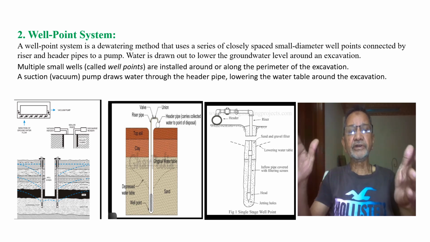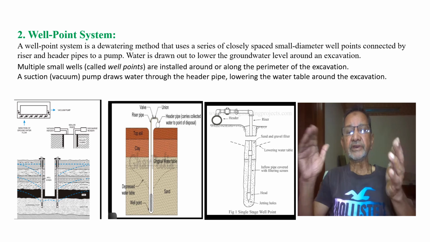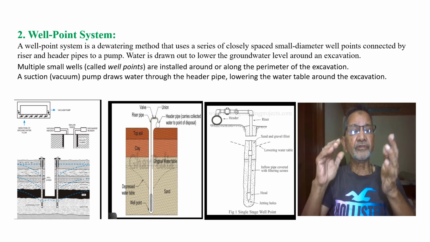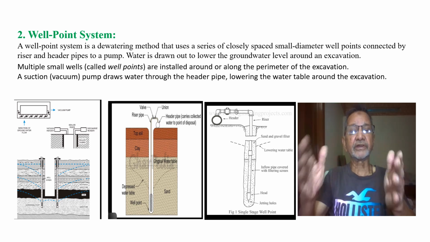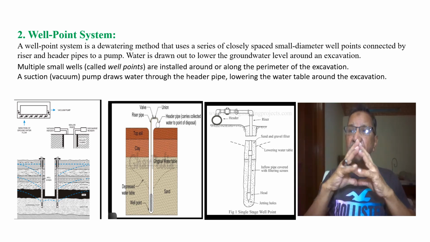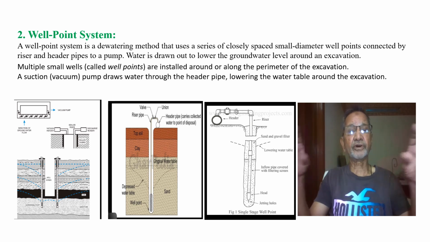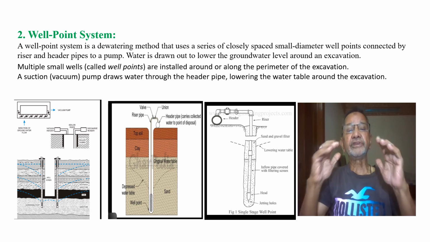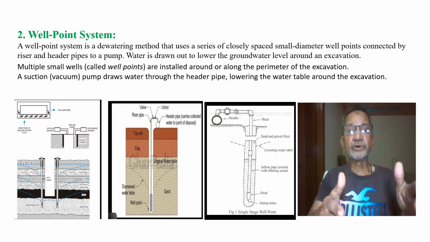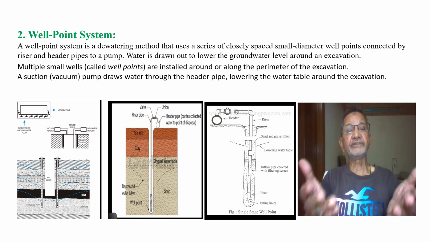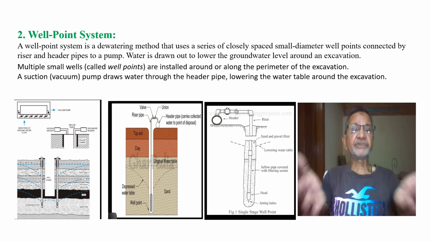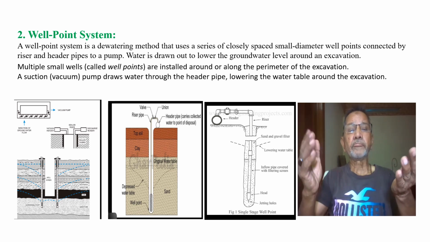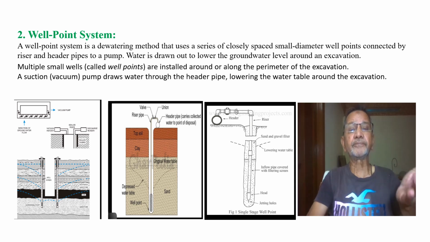Water is drained out to lower ground areas of the construction field. Multiple small wells are installed around the entire construction field at different points, so that dewatering can be done from all the areas at a time. You can go through all the pictures at the bottom of my slides, and if there is any question in your mind, please feel free to raise it. I will appreciate that. Thank you very, very much.